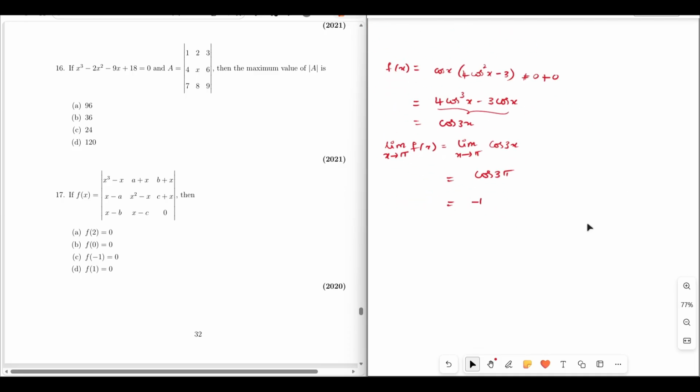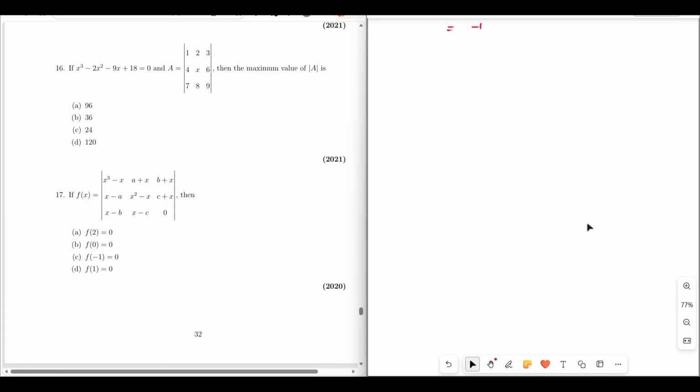Moving on to the next question from the year 2021, that is the 16th question. They have told that the polynomial x cube minus 2x square minus 9x plus 18 is equal to 0. They have given this equation, and they have given a 3 by 3 matrix A.